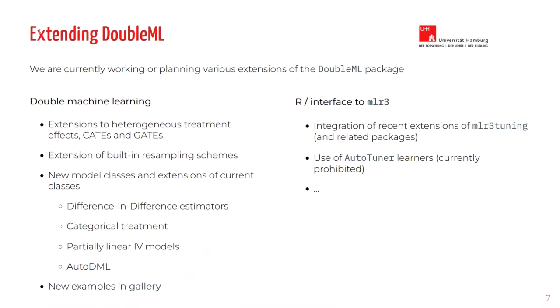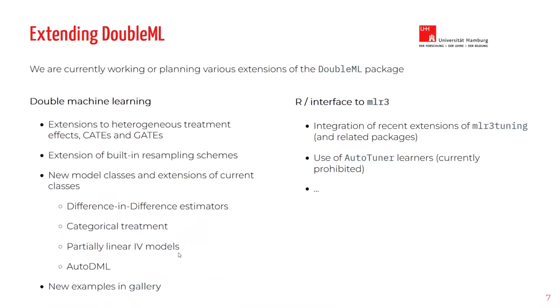So maybe to give you an idea of our next steps, you can also be part of them, because we really welcome extensions and contributions to our package. We are currently working on a bunch of extensions. Some of them are more related to the causal part or the double machine learning part, like extending the estimation framework to heterogeneous treatment effects, like conditional average treatment effects or group average treatment effects. There were also questions on this today.